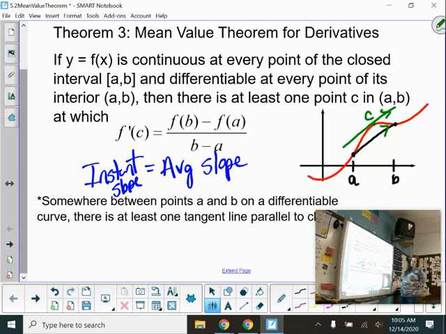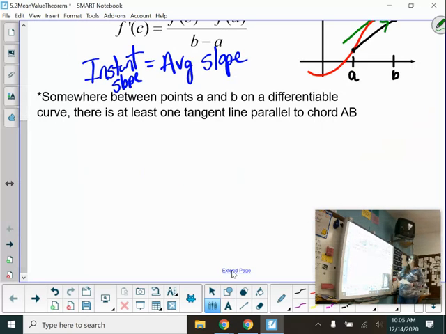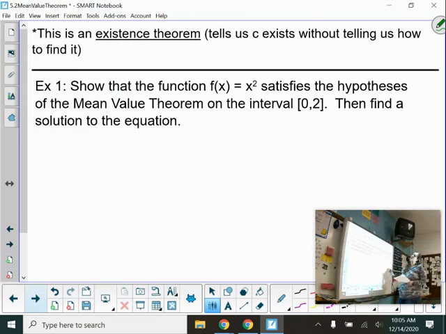This part here that is cut off, let me extend that a little bit so you can see that. It says somewhere between points A and B on your differentiable curve, there is at least one tangent line that's parallel to chord AB. There could be multiple tangent lines, but there does have to be at least one place where that tangent is equal to the average slope from A to B. Okay, still at the top, this is an existence theorem. So it tells us that something has to happen, but it doesn't actually tell us how to find it.